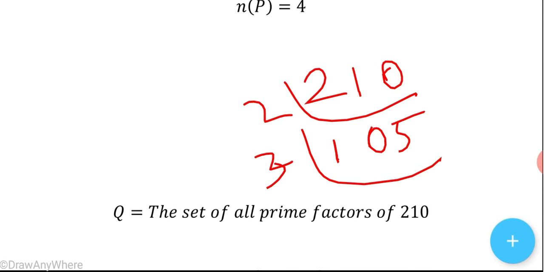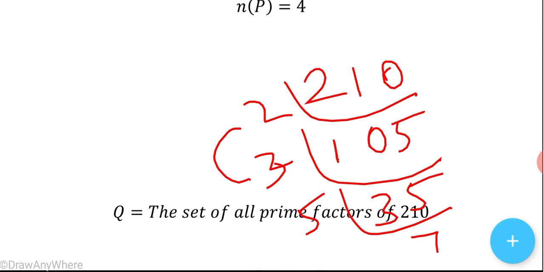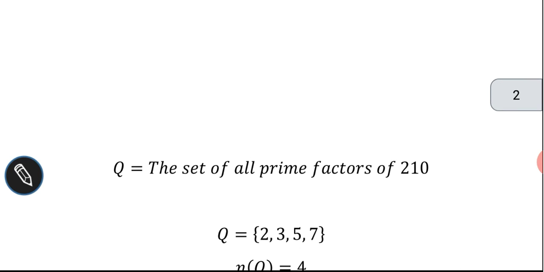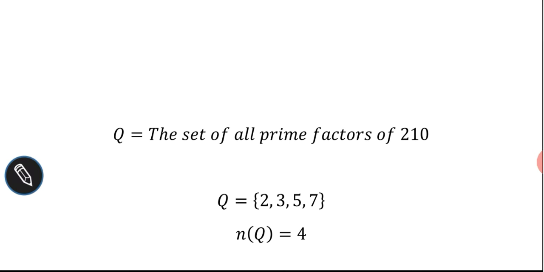Then we try dividing by 3. Three 3s are 9, five 3s are 15. Now we can divide it by 5. Seven 5s are 35. So the prime factors of 220 are 2, 3, 5, 7. So the set of all prime factors is Q equal to {2, 3, 5, 7}. So n(Q) equals, here also we have 4 elements.